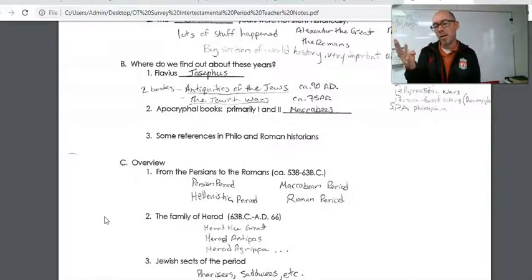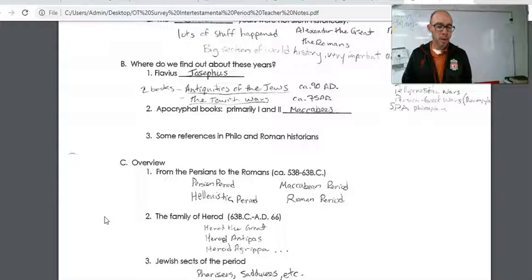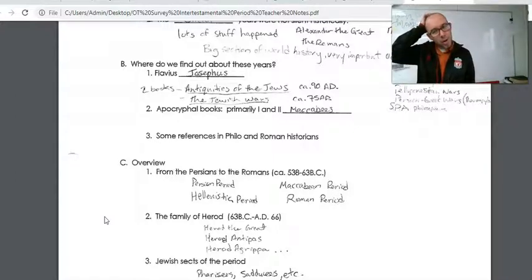Eventually one won out, but then the Jews revolted against them and set up kind of their own little kingdom. That would be the Maccabean period, under guys like Judah Maccabee and such, the Hasmonean family. And then once they got kicked out of power, the Roman period, that's when we come to the New Testament.